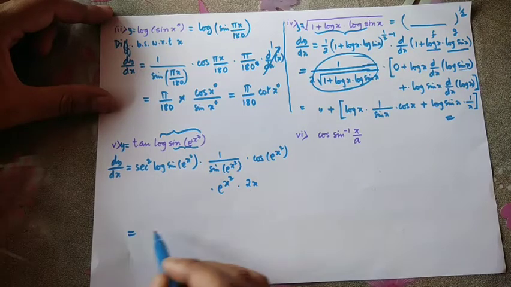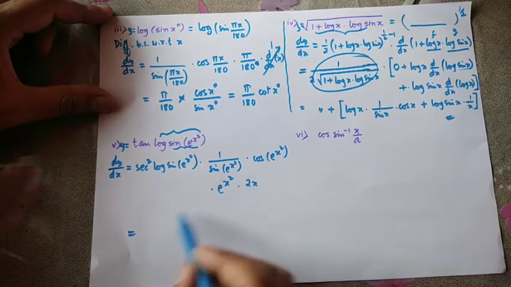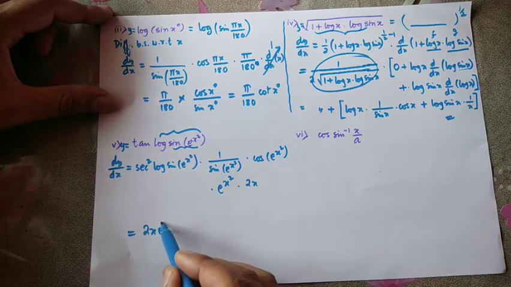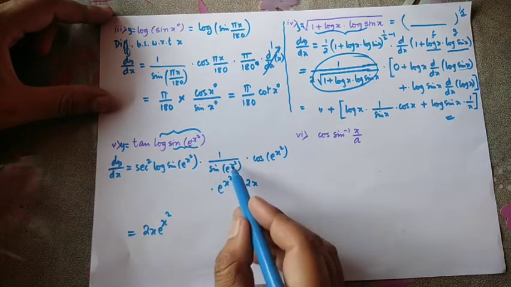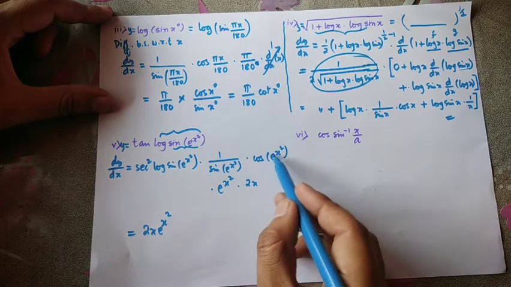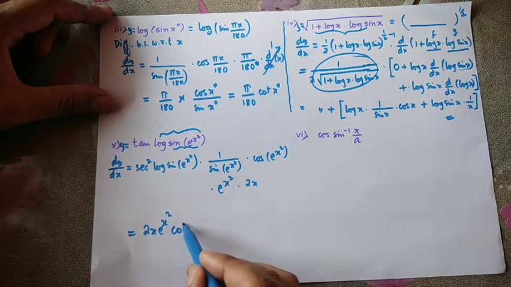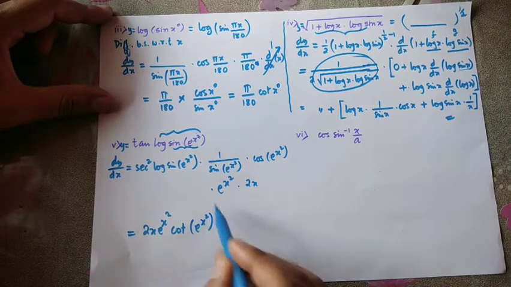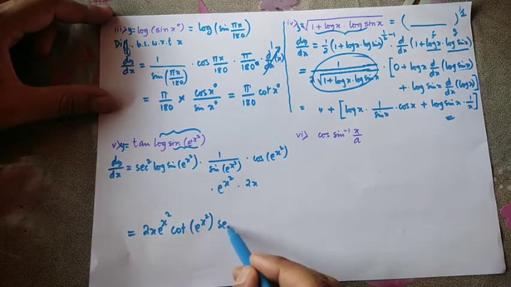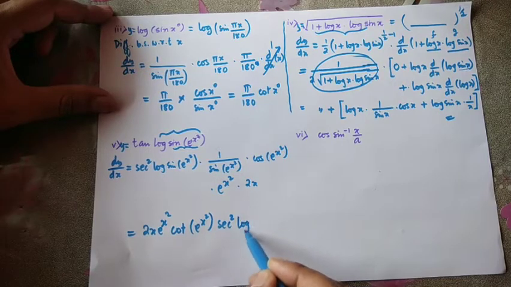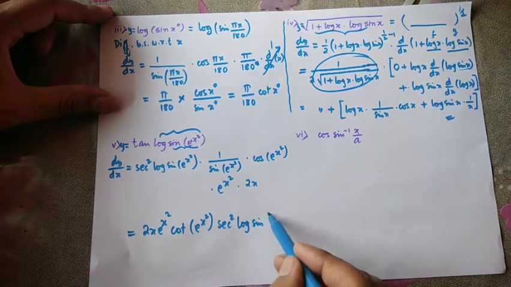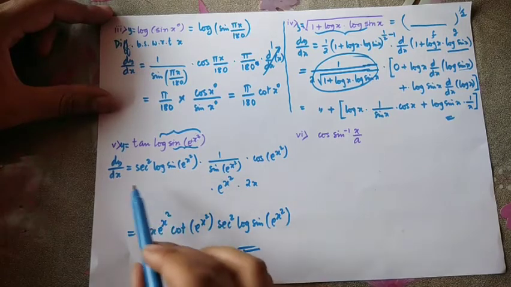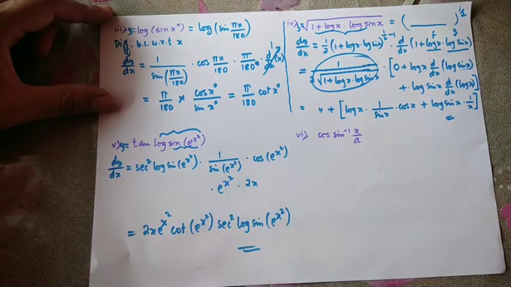Okay, now you can simplify this further. Again you can write this as, okay, so let me write this 2x e to the power x in front. So 2x e to the power x square. Again this is cos by sine, so cos by sine can be written as cot e to the power x square, and at last we'll write sec square log sine e to the power x square. So this is the differentiation of this particular function.